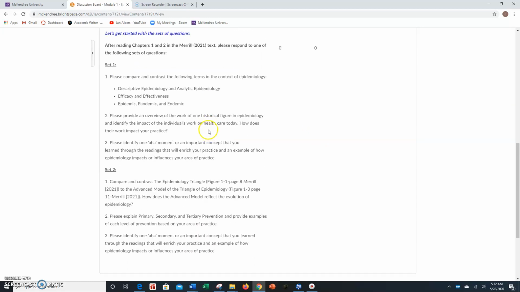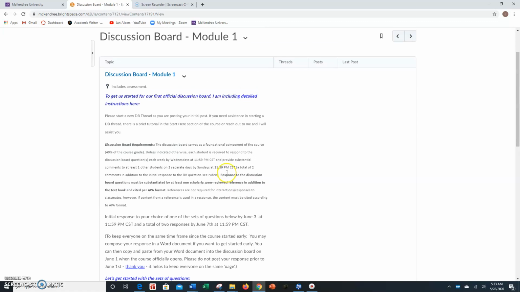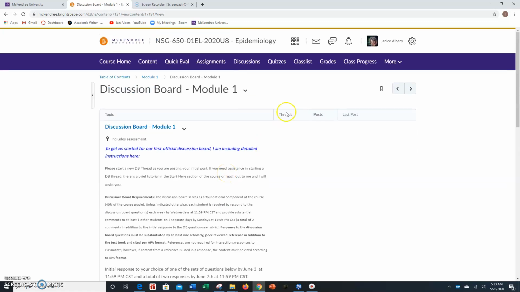So with that being said, you do have choices. You may choose to do set number 1 or set number 2, and this helps us to divide and conquer as far as covering more information in our discussion boards, and also allowing you the choice of what is more interesting to you. But I do encourage you to read your other classmates' posts that may be different from the set that you chose. So just kind of keep that in mind as well.